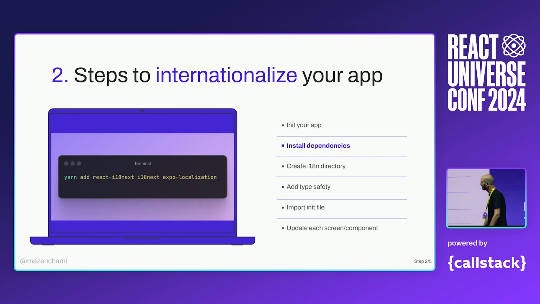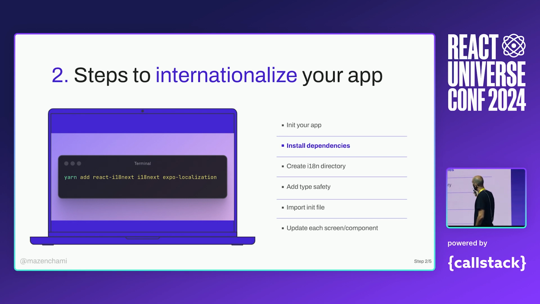We're going to install our dependencies: react-i18next, i18next, which is a package that it depends on, and then Expo Localization. We've heard the word Expo a lot recently. They help you get the native locale data from your device. So that's a very important part that we need to make sure we get access to.